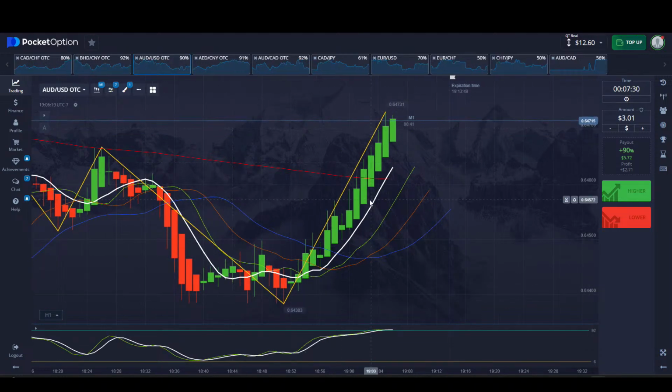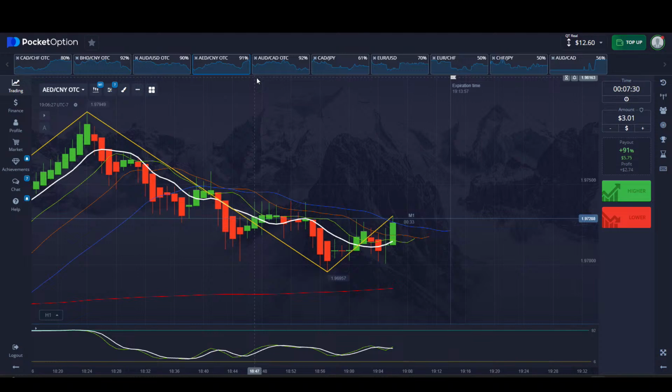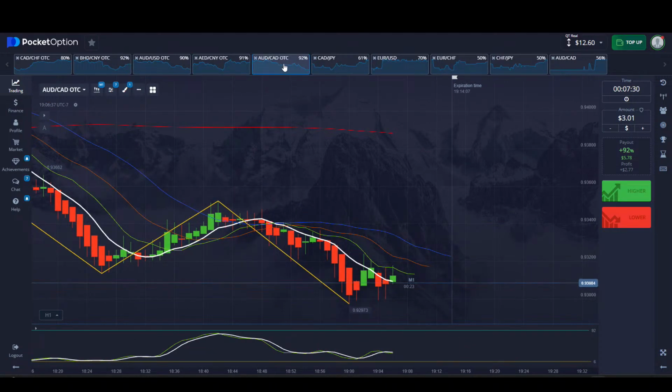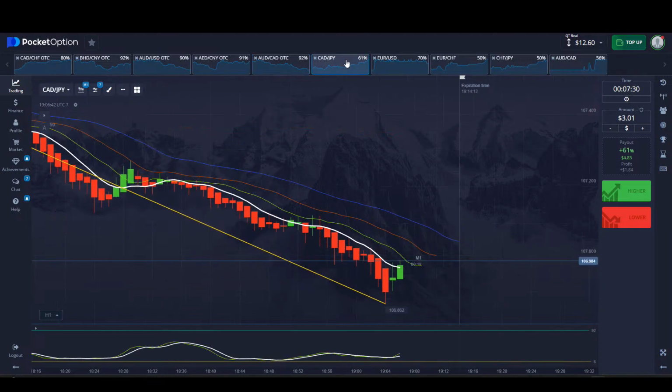Look at this one. Same thing here. Okay, AUD USD, we're going straight up on that. All right, AUD CNY, side movement. I don't do these particular trades. Okay. All right, we were looking at AUD CAD, sideways right here, okay?